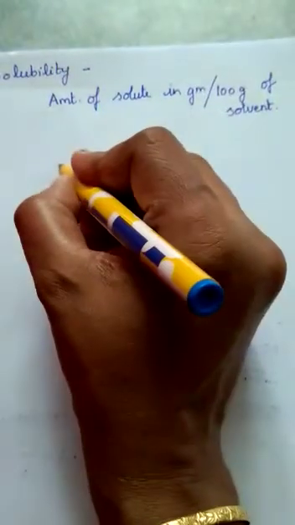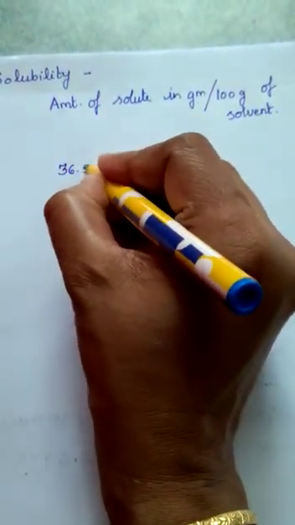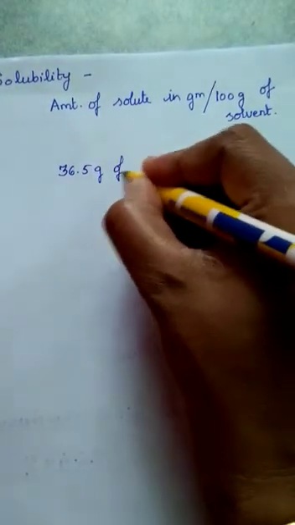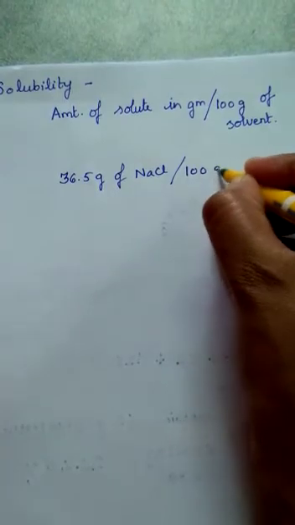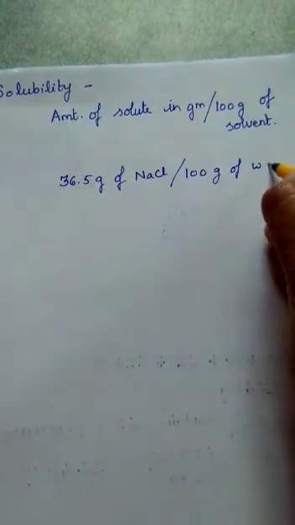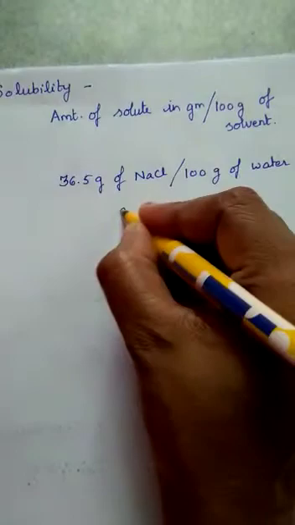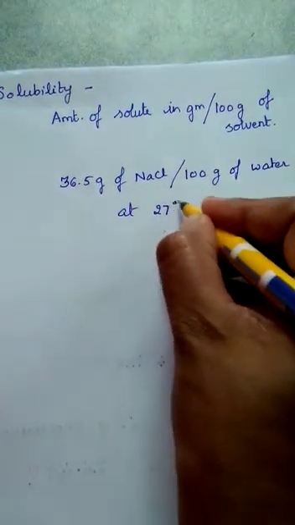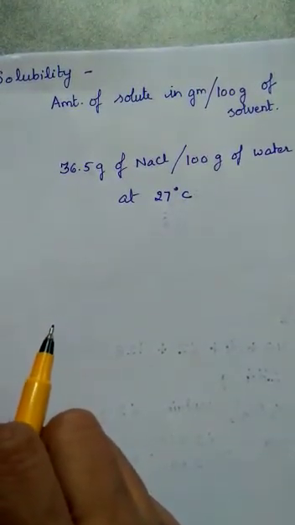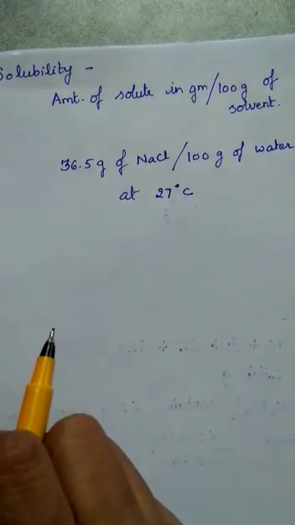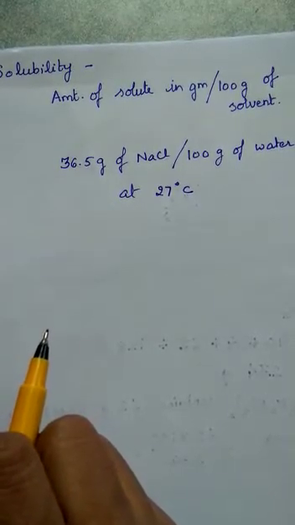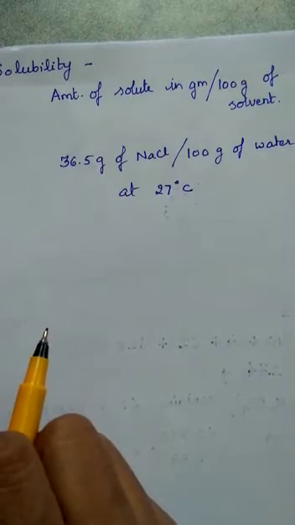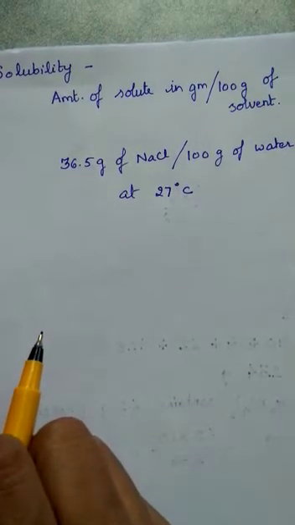For example, if 36.5 grams of sodium chloride dissolves in 100 grams of water at 27 degrees Celsius, that means to prepare a saturated solution of sodium chloride in water at 27 degrees Celsius, 36.5 grams of sodium chloride is required. So the solubility of sodium chloride becomes 36.5 grams.